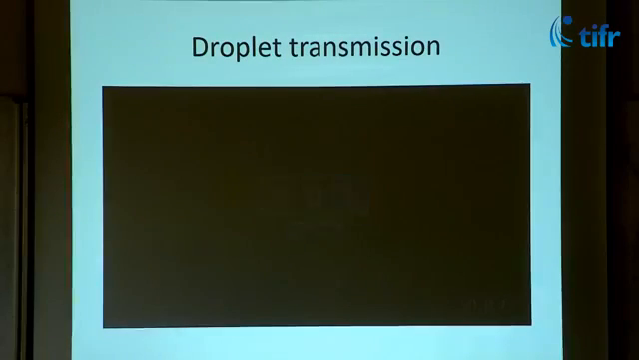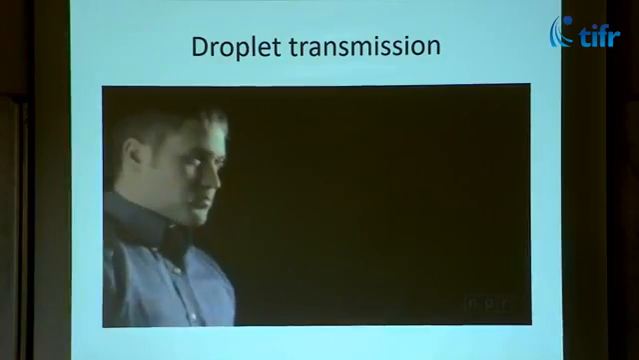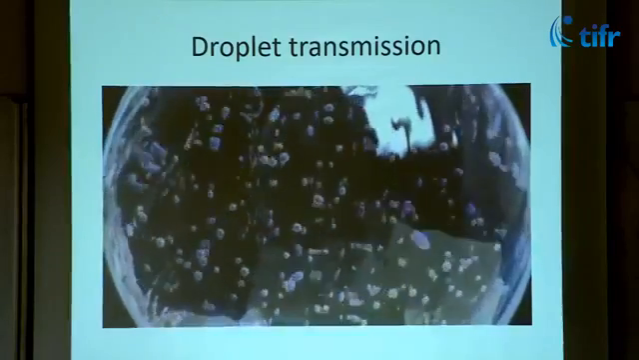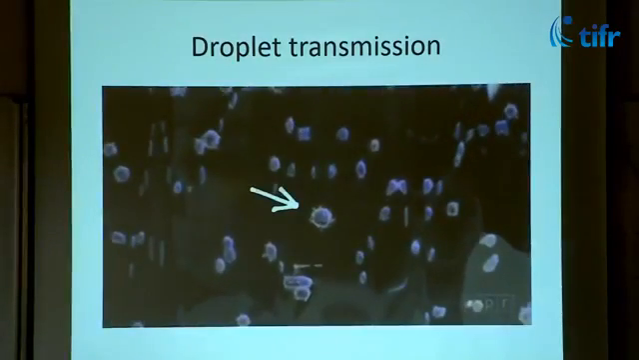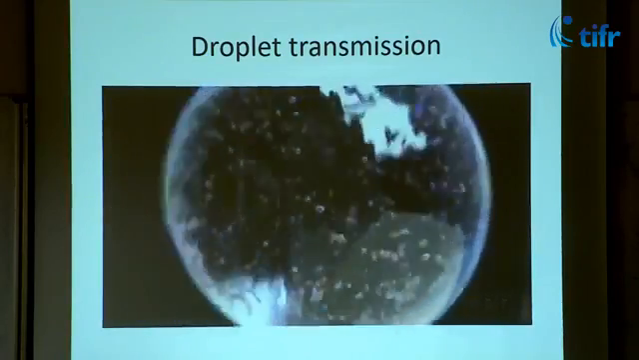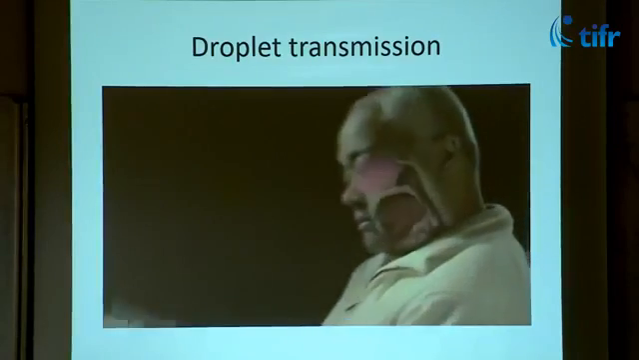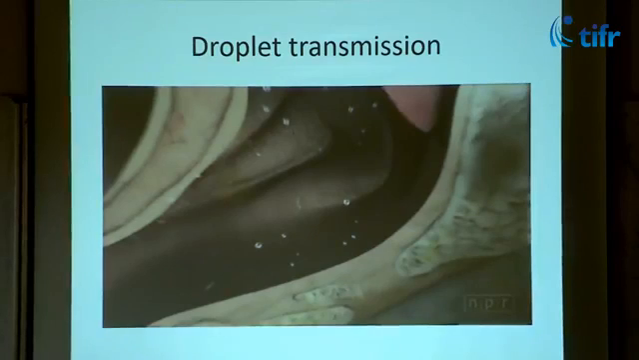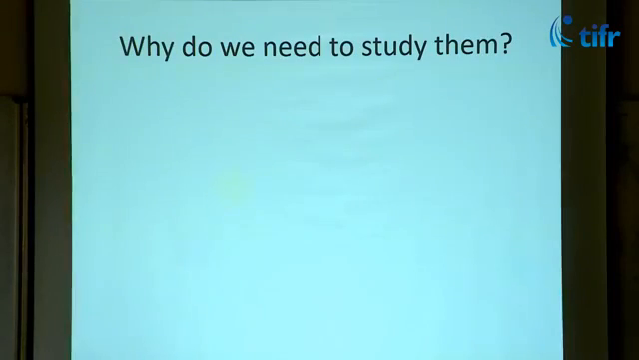So now we will see a video of how droplet transmission happens. Yeah, so what happens basically is that viruses are encapsulated into a water droplet which you sneeze out, and then they float through the air, and then they can reach an uninfected person and cause infection in that person.